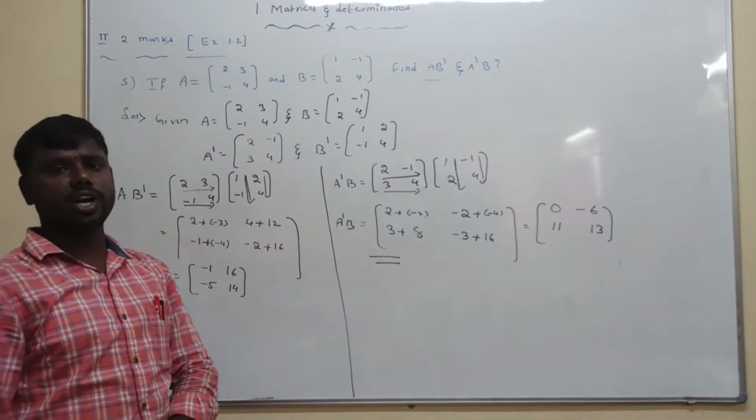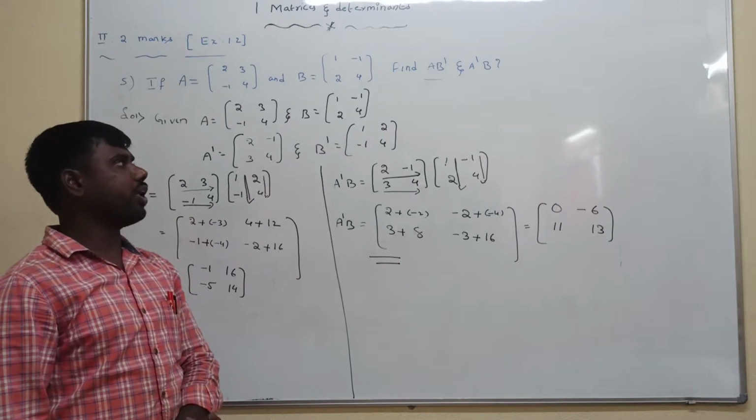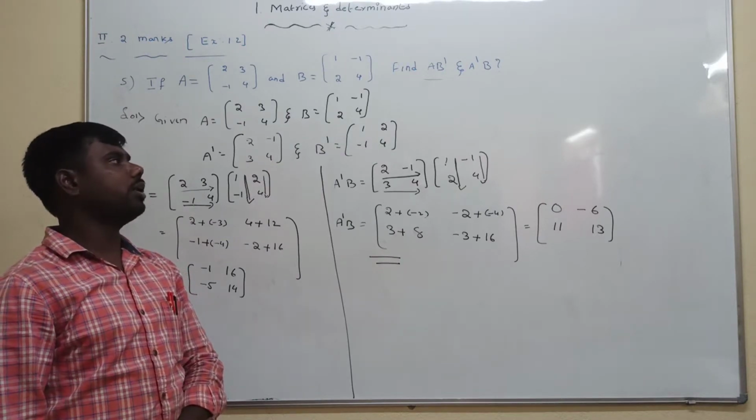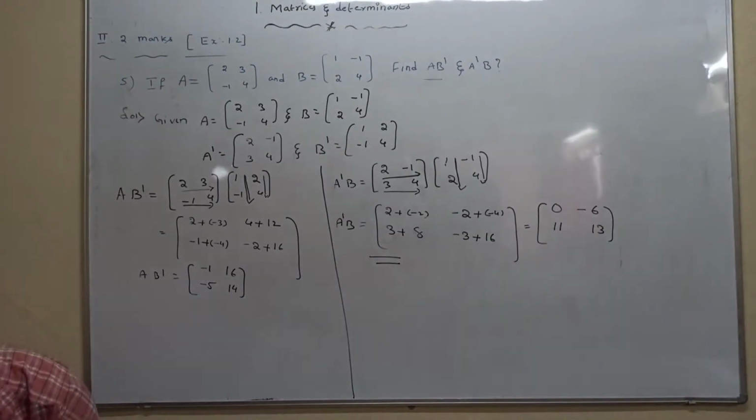So, did everyone understand the question? Dear friends, is everyone clear on how to find A into B transpose and A transpose into B? That is the solution. Next we will discuss the sixth question.